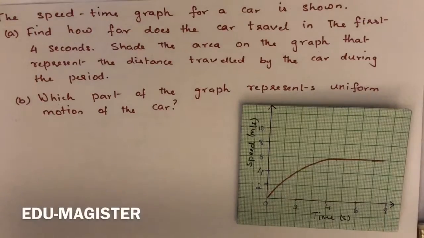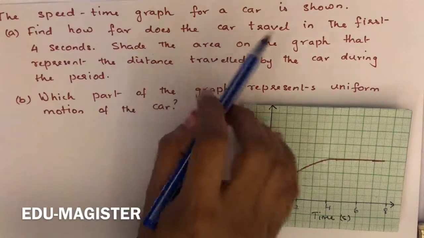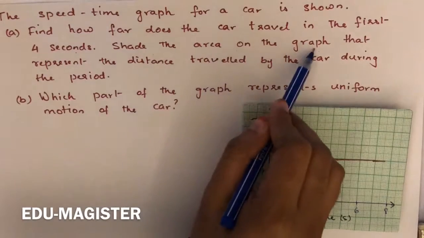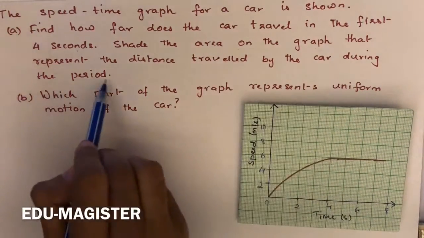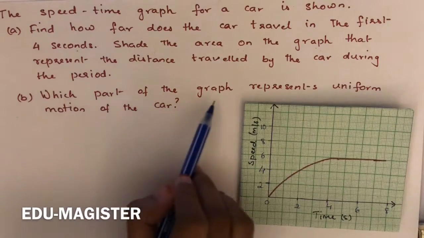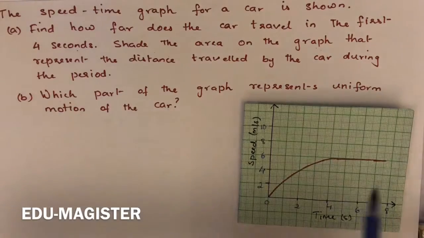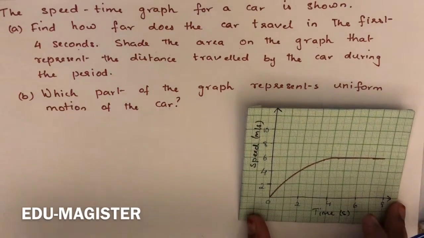The speed time graph for a car is shown. Find how far does the car travel in the first 4 seconds. Shade the area on the graph that represents the distance travelled by the car during the period. Which part of the graph represents uniform motion of the car? So, in this question we have been given a graph, that is speed time graph.